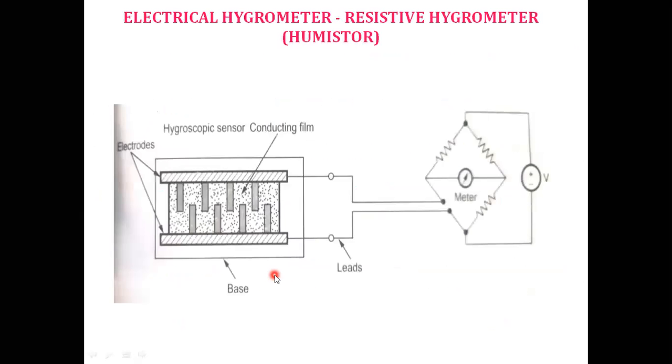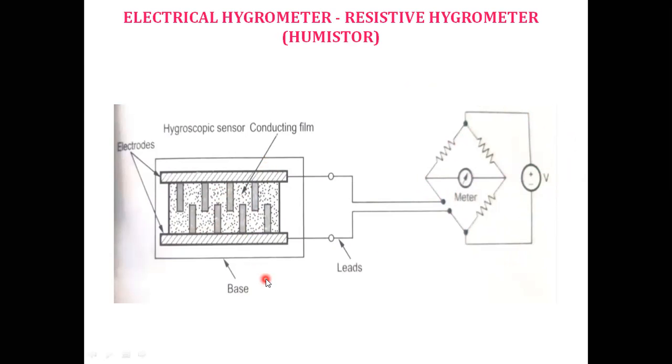The first one, the electrical hygrometer, consists of two electrodes, and in between them a film is placed. That film is a hygroscopic sensing conducting film. Due to this film, there is a change in resistance as well as capacitance, and that can be transmitted to a Wheatstone bridge. From this Wheatstone bridge, I can acquire an output voltage, and in terms of the output voltage I can measure the relative humidity.